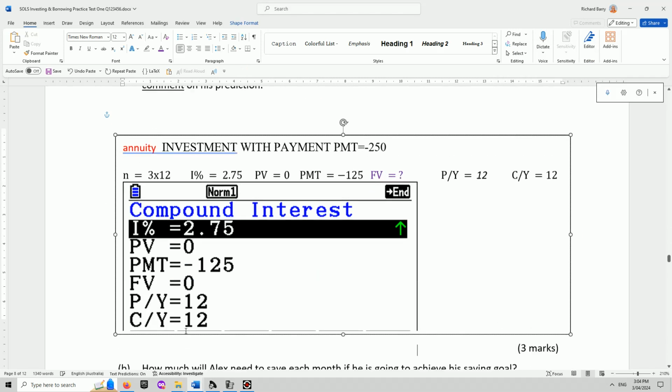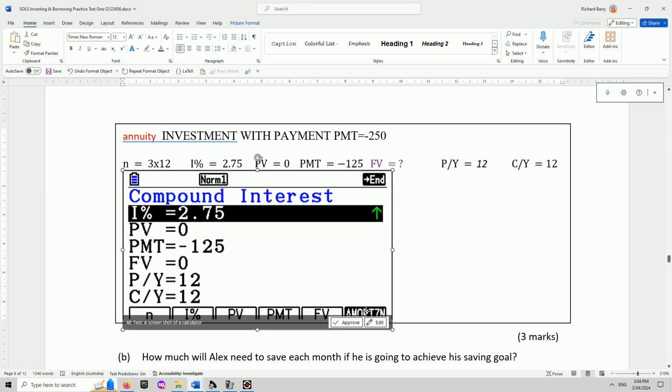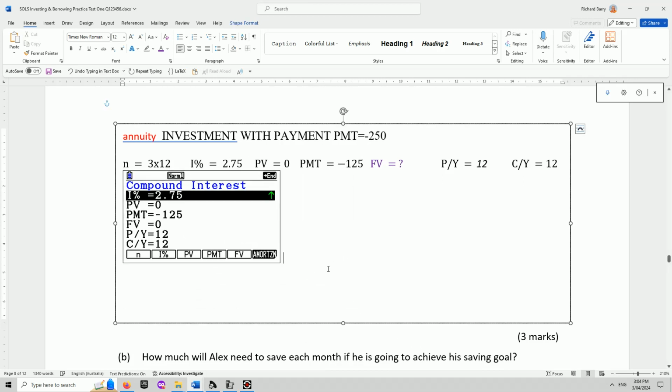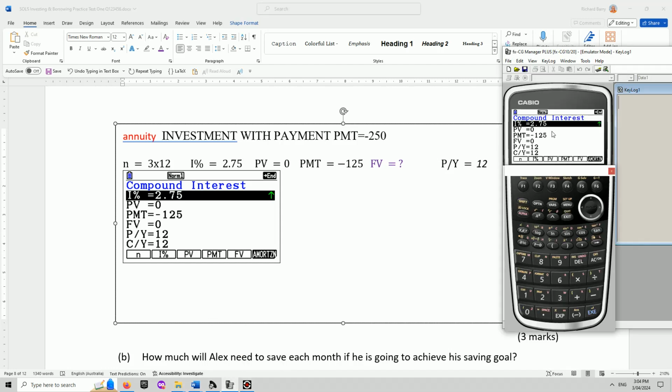Wouldn't it be good if you could do a screenshot of your calculator screen as part of the test? However, you need to write this so I can see it. Alright, well I guess I'm looking for future value. Press the button F5 underneath.